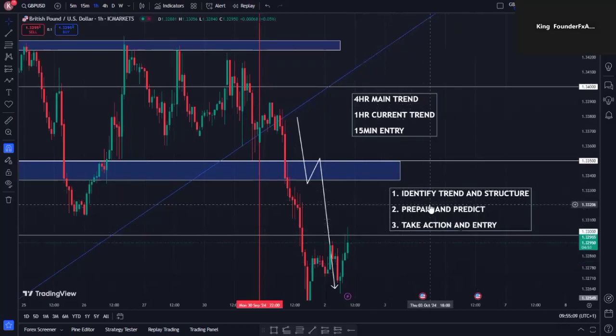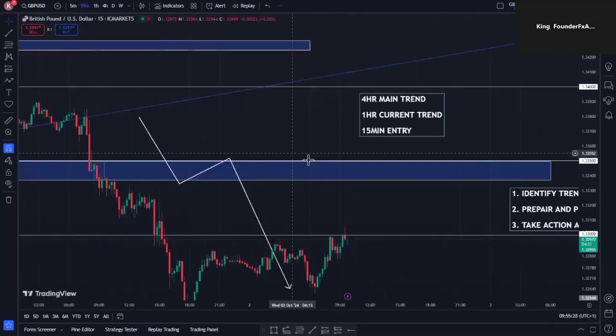Okay, so now this is the take action part. I love to do that on the 15 minutes. Like I told you, I want to see price break below the zone, give us a pullback, and give us an engulfing candle, a bearish engulfing candle, or a long quick projection, or a close below candle. So let's see if our prediction works very well.